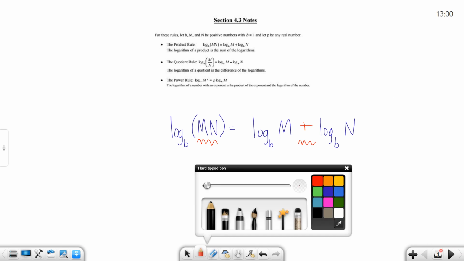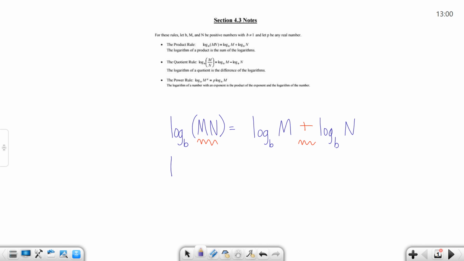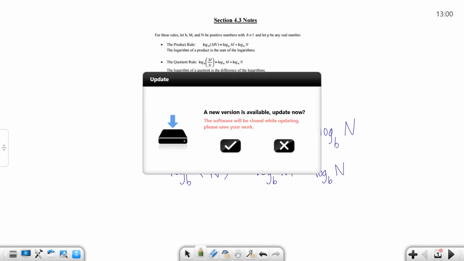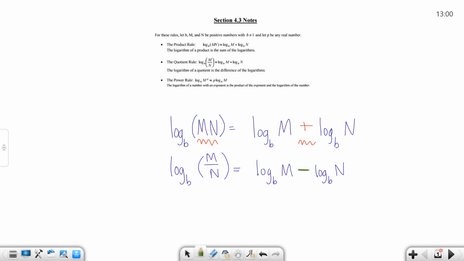Now, let me show you the other one. The other one says if you have the log of a quotient, m over n, you're going to take the log base b of m and you're going to take the log base b of n. Notice that they're all on one line. The rule says when you're dividing the terms, you subtract the logs. Both are decreasing functions. So when you're dividing the terms, you subtract the logs.